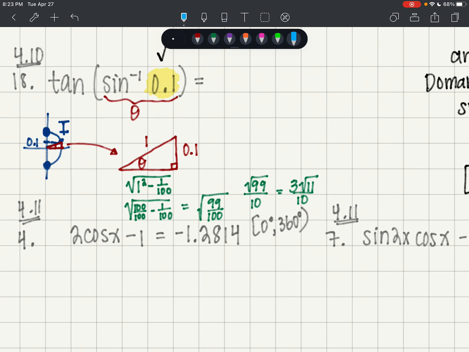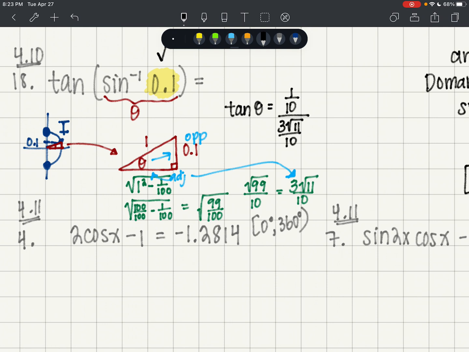So now I'm going to come back over here. Here's my opposite side. My adjacent side is this side right here, and it is equal to that right there. So the tangent of theta is equal to 1/10, that's the opposite side, over 3 times the square root of 11 over 10. And that's equal to 1 over 3 times the square root of 11.